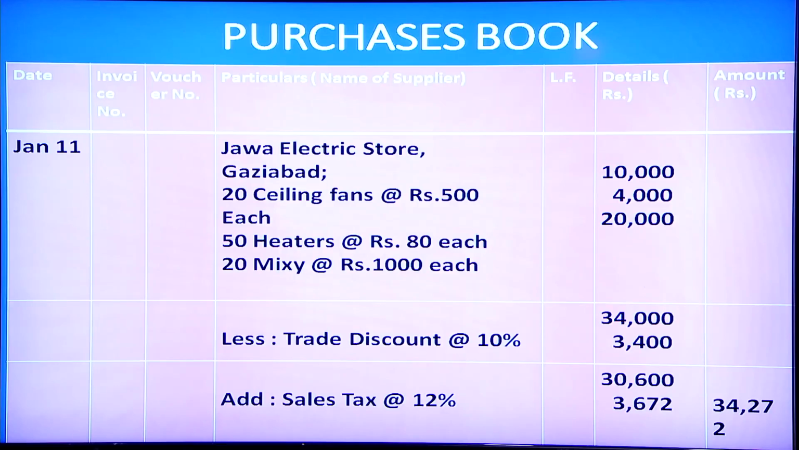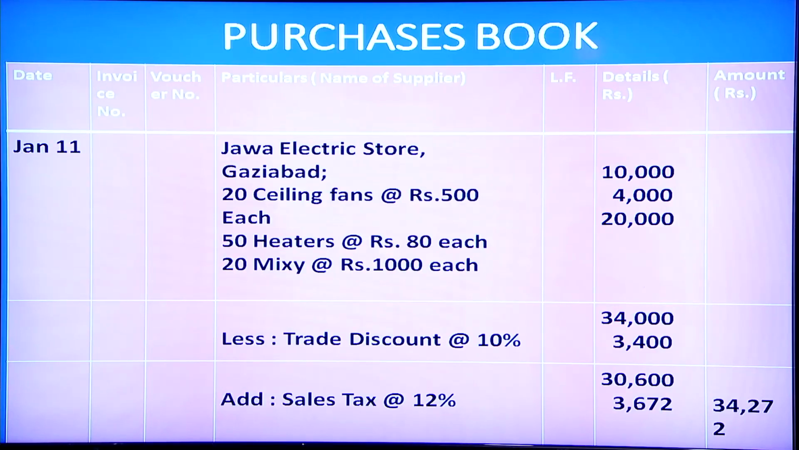and then we have deducted trade discount, that is after totaling the items. We have purchased ceiling fan for rupees 10,000, heaters for rupees 4,000, mixie for rupees 20,000. So it came to 34,000. Then from this we have to deduct the trade discount, which is 10%. That is 34,000 into 10 by 100 will give you 3,400. And 34,000 minus 3,400 will give you 30,600.